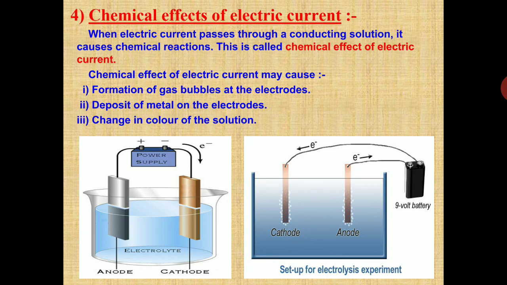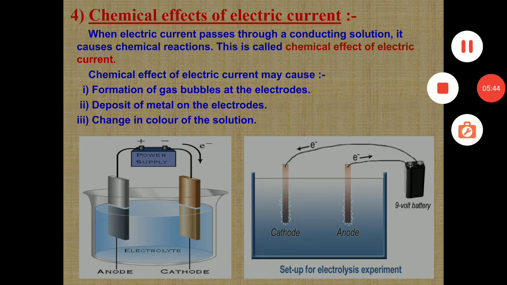Chemical effect of electric current. What do you mean by chemical effect of electric current? When electric current passes through a conducting solution, it causes chemical reactions. This is called the chemical effect of electric current.